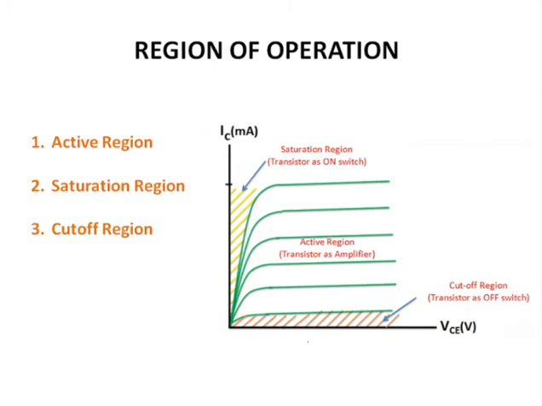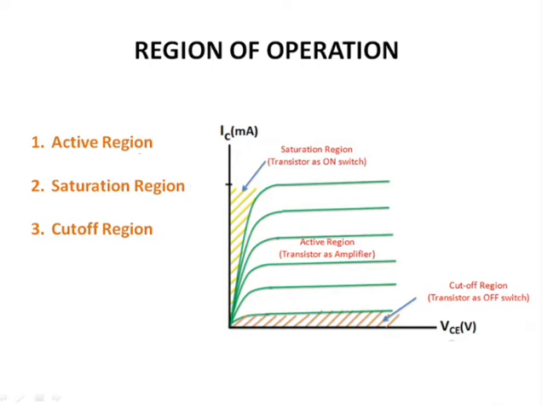Now BJT works in three regions of operation: active region, saturation region and cutoff region. These three regions you can see in this characteristic curve, which is plotted between collector current and collector to emitter voltage. This first region, this yellow portion, is the saturation region. This center portion is active region, and this below portion where current is very less is cutoff region.